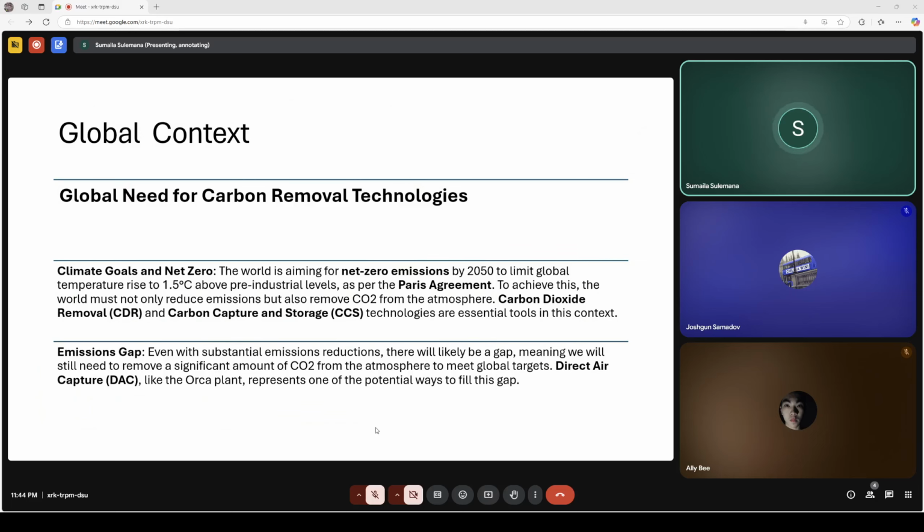Direct air capture, like the Oka plant, represents one of the potential ways to fill this gap. A lot of people champion direct air capture because it's a technology that's already in use in some places across the globe. It may have its advantages and disadvantages, and some of the disadvantages are that it's energy intensive, and the cost involved is a bit high.